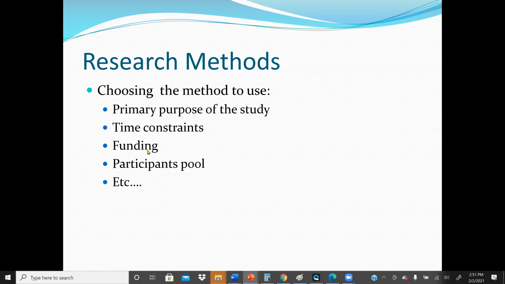And also the funding. And also the participant pool, whether participants are available. So these 4 or even more factors can determine the type of research method. But I think the primary one will be the objective, the purpose of the study. Then, of course, if we have enough time, enough funds, a participant pool, resources, logistics, etc., then we may decide which one to choose.